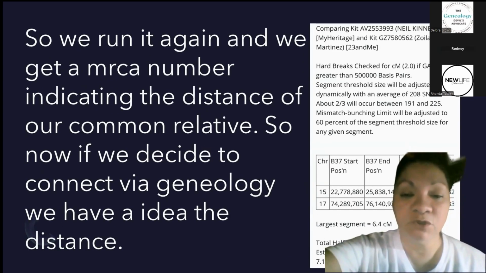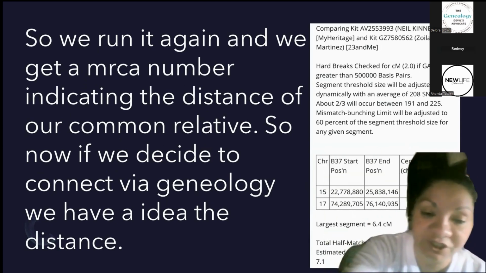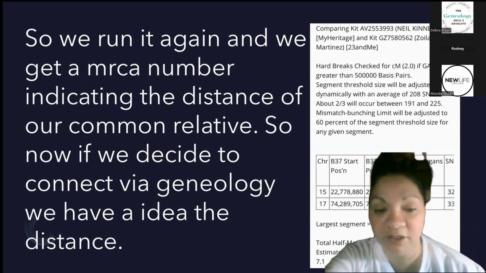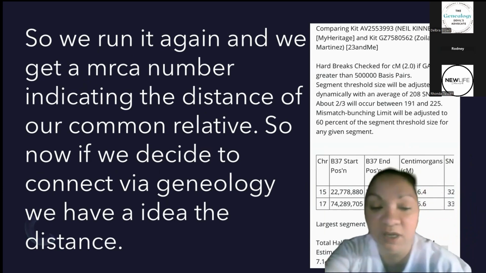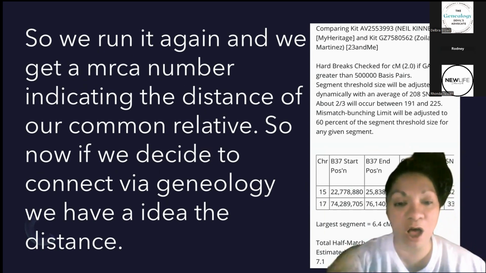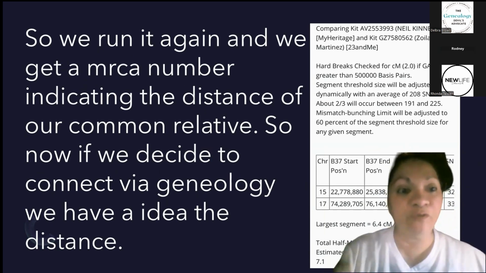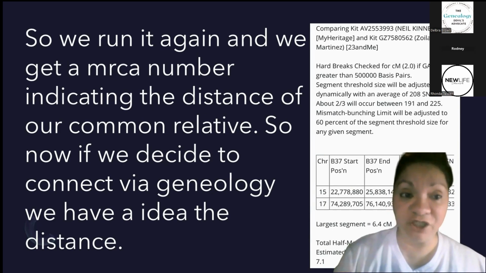Okay, so we share 2 chromosomes, 15 and 17, my husband and I. And you see at the bottom it says 7.1. That is the distance of our MRCA, our most recent common ancestor. So now we have an idea how far or how close our relation is.